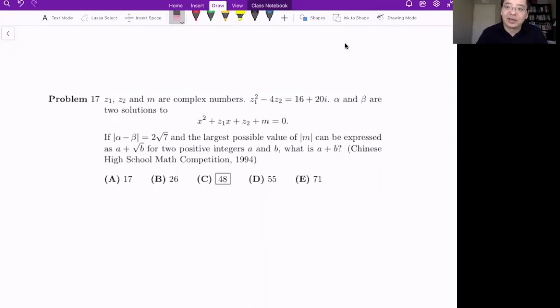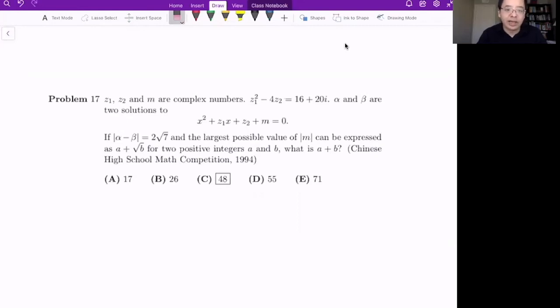But anyway, so here, what we know is Z1, Z2 are coefficients, right? Z1 is the coefficient of x, and Z2 plus m is the constant term. Alpha, beta are the 2 roots of this quadratic equation. Now, what we know is the magnitude of alpha minus beta is 2 times the square root of 7, plus some information about Z1 and Z2.